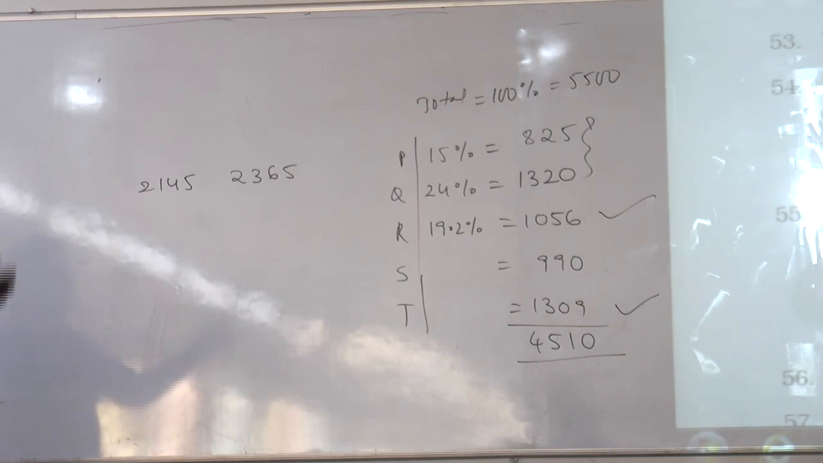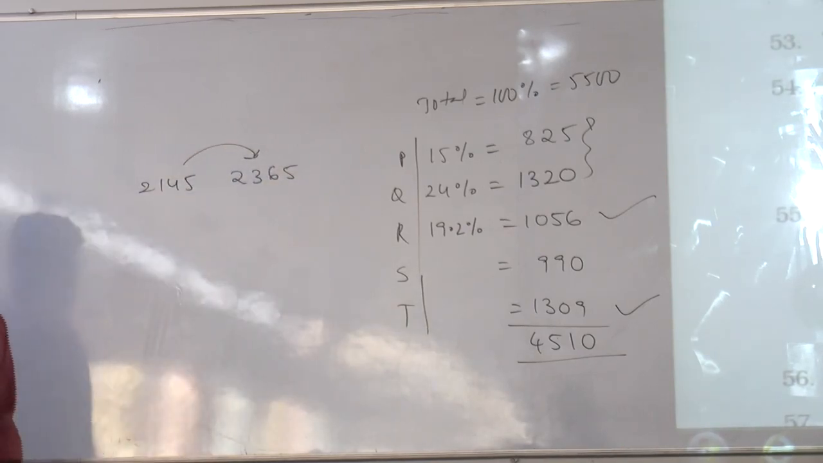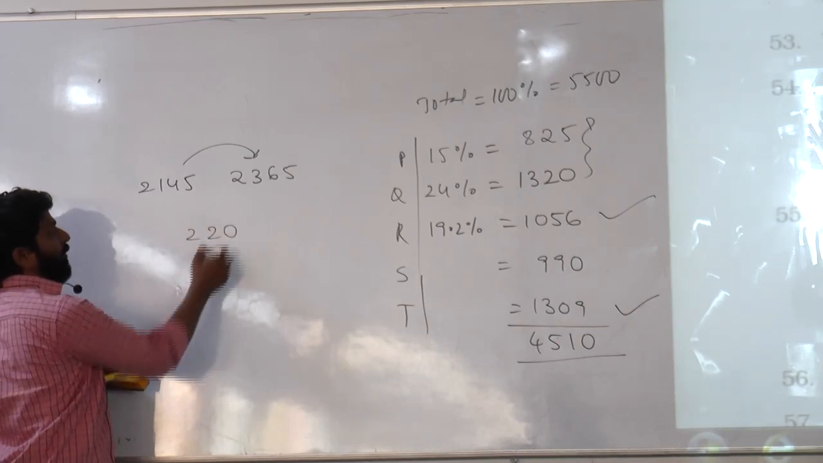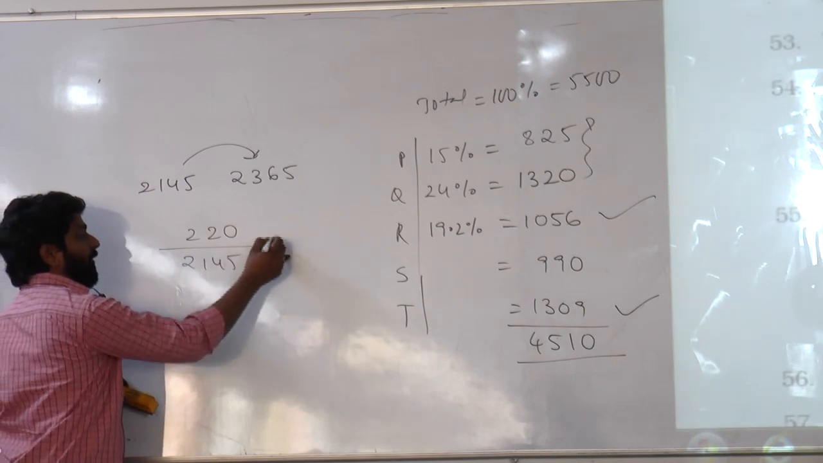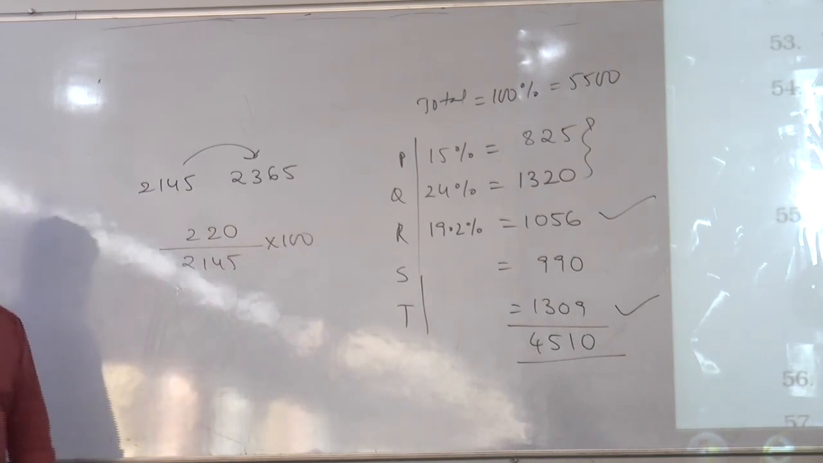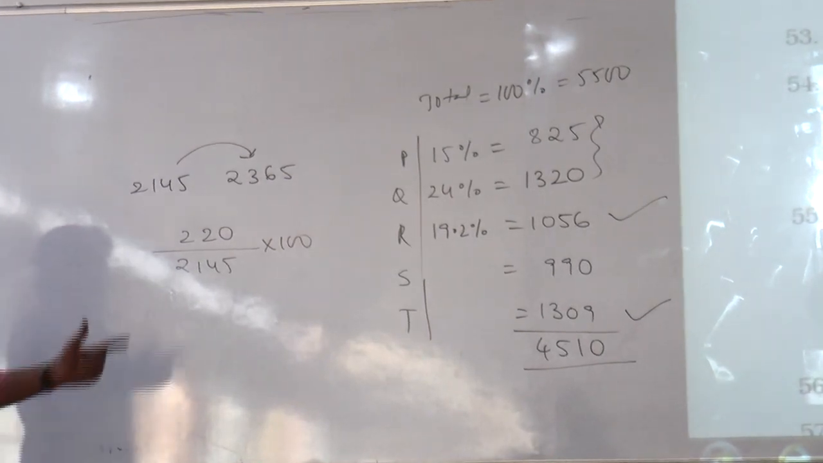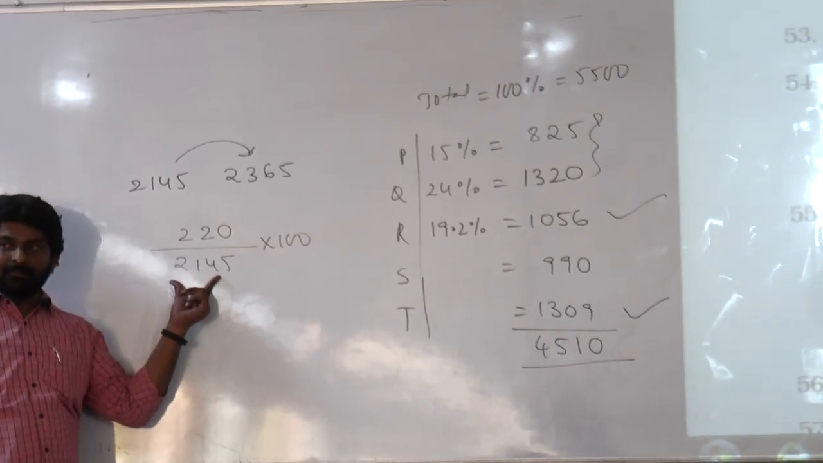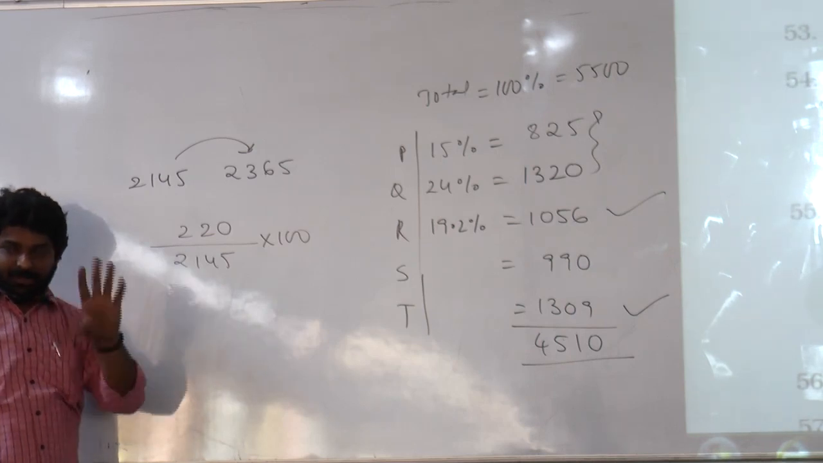And what is your question? The number of students in R and T together is what percent more than P and Q together? 2365 is how much more than 2145? 220 more. Out of 2145, into 100. This is what you need to calculate. Now, what about 10% of the denominator? 214.5. But our numerator is 220. More than 10%. The answer should be more than 10%.